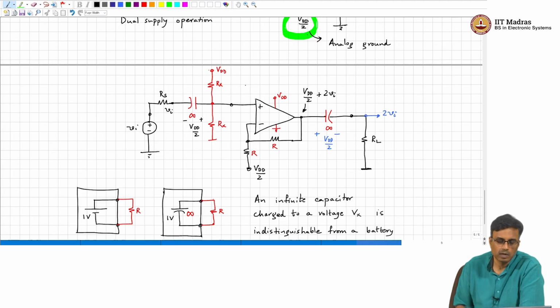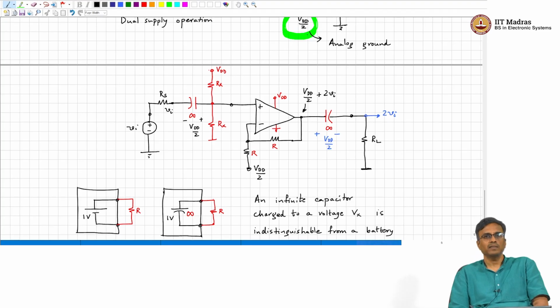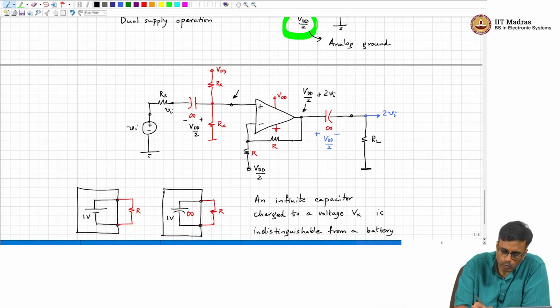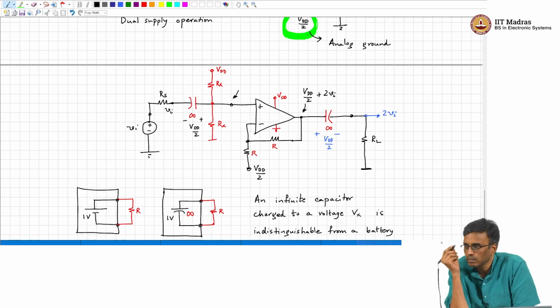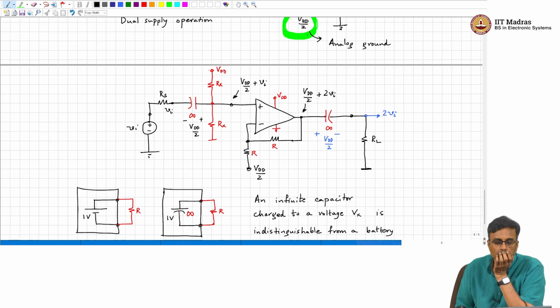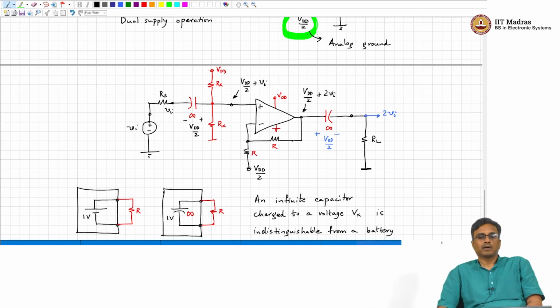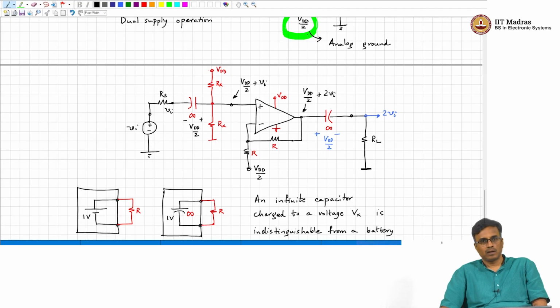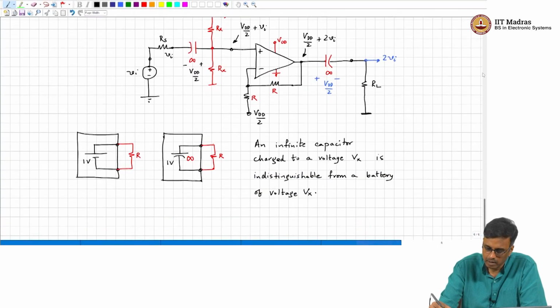So, does it make sense? What is the absolute, what is the total voltage there? VDD by 2 plus Vi, is that correct? Think carefully. Right. So, let us take a careful look.